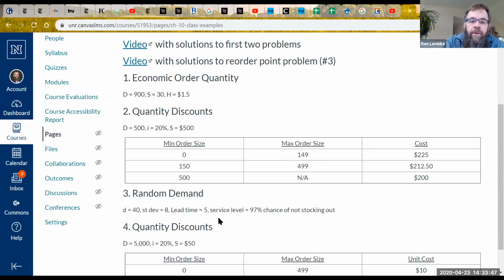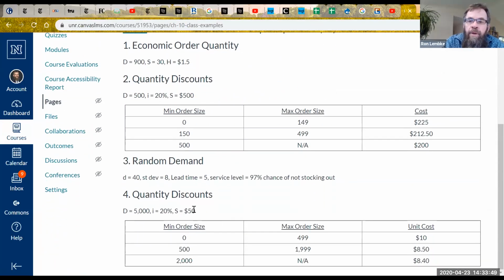What we're going to be doing here is solving this problem, number 4, with quantity discounts. The setup here is that our annual demand is 5,000 units. The holding cost is 20% of the value, and the cost of placing an order, or setup, is $50.